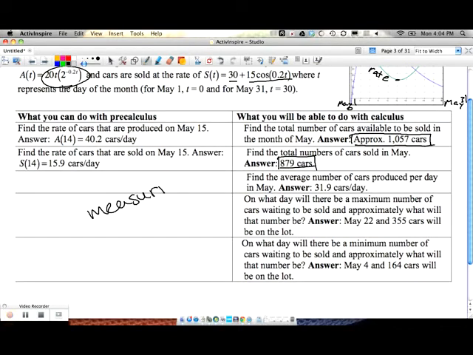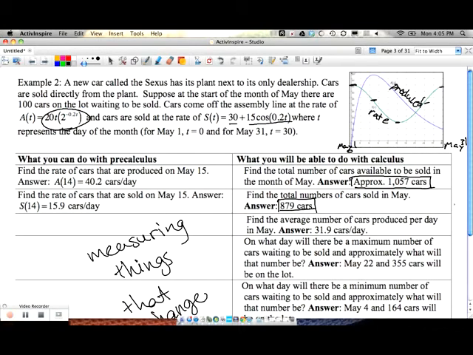We are measuring things that change. No longer are we looking at constants. That was geometry, that was algebra, that was precalculus and below. Now we're looking at stuff that changes. On what day will there be a maximum number, or what day will there be a minimum number? Because you can imagine if we made a lot of cars, but not a lot are selling, then that means we'd have a maximum value. And if we're selling a lot of cars, but we don't really have a lot in the production house, then we're probably going to have a small amount out on the lot.